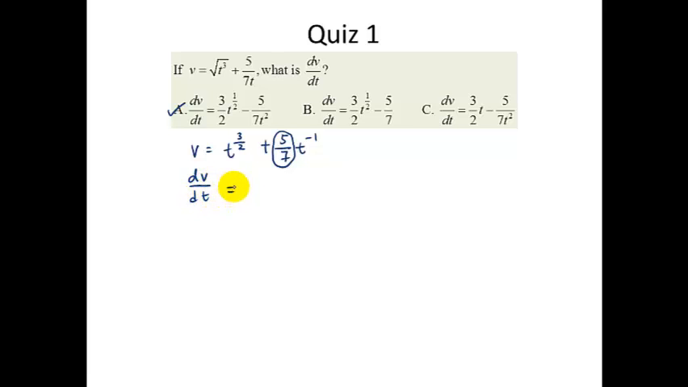dv/dt is bring down the power 3 over 2, and t will now be powered half because 3 over 2 minus 1 is half. Next term, keep 5 over 7, bring down power minus 1, t to the power of minus 2 now. Upon tidying up, this is my final answer, so answer is A.